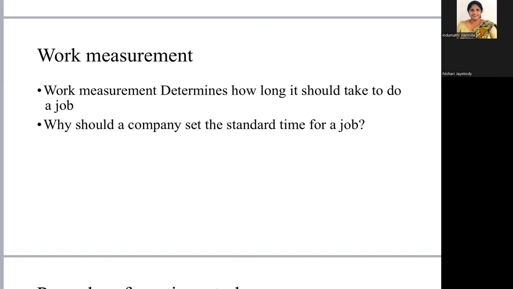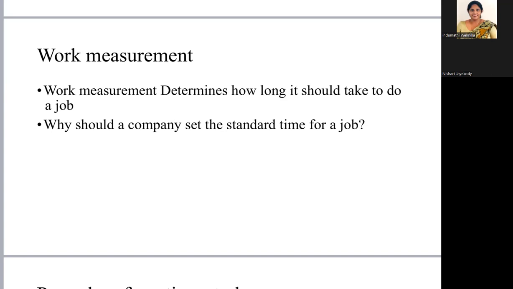The standard time is the time it should take a qualified operator working at a sustainable pace and using appropriate tools and processes to do the job. The standard time is the sustainable time it takes to do either a whole job or a portion or element of a job.